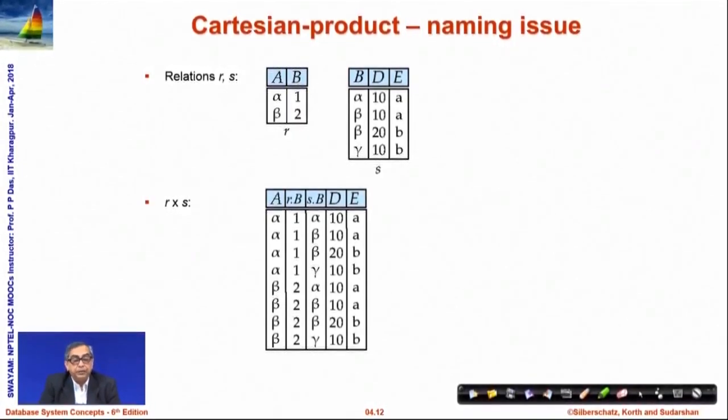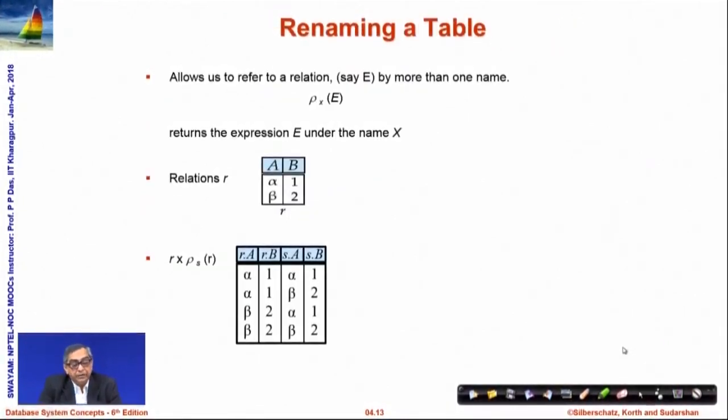So, if two attributes are common, when you take the Cartesian product, how do you name them? As the example shows here, between R and S, the attribute B is common. So, how do you take care of that? When such common names happen, we change the name of the attribute to include the name of the relation. So, B coming from R will be called R dot B, and B coming from S will be called S dot B.